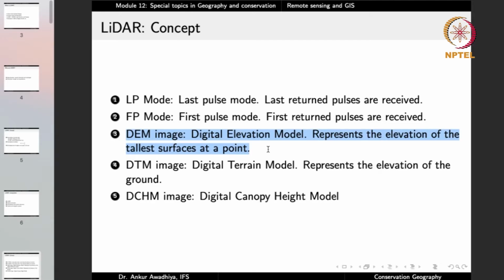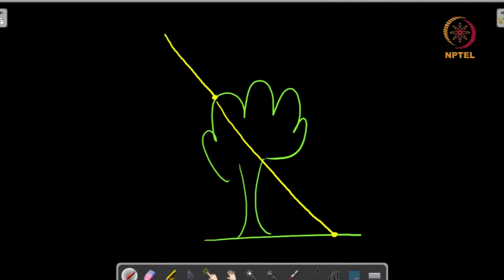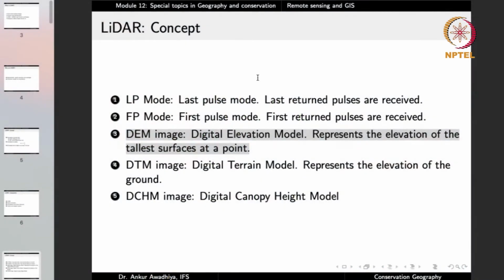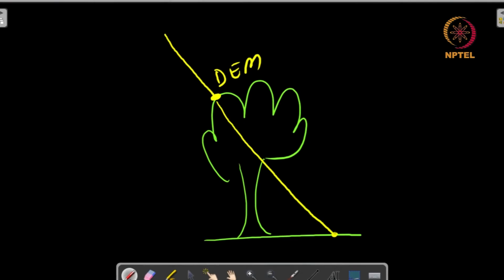which represents the elevation of the tallest surfaces at a point. That is, we are trying to compute what is this point. So this one will give us the DEM. Similarly, in the case of DTM, we are trying to compute the digital terrain model, which represents the elevation of the ground. That is, in this case, we are trying to compute this point.